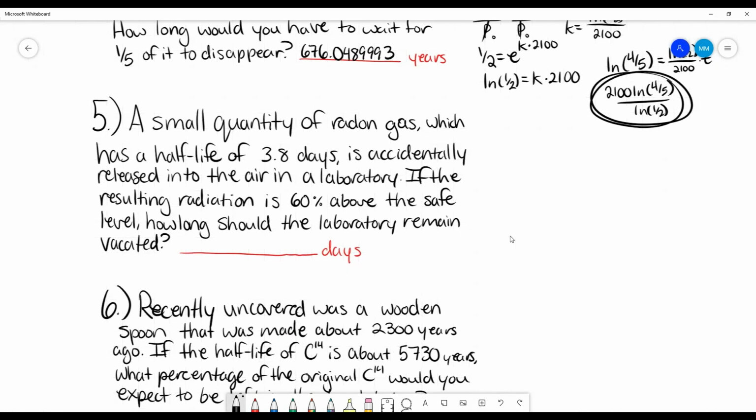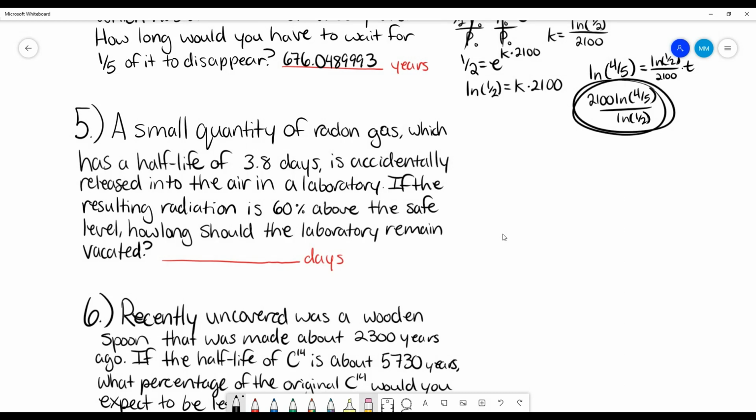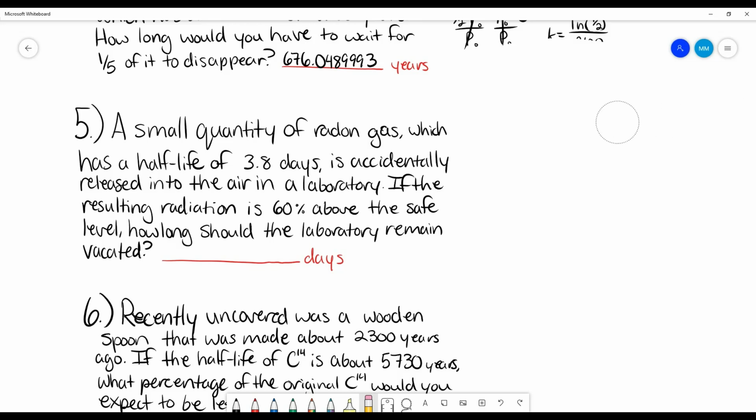Let's try this next bit. It says a small quantity of radon gas, which has a half-life of 3.8 days, is accidentally released into the air in a laboratory. If the resulting radiation is 60% above the safe level, how long should the laboratory remain vacated?